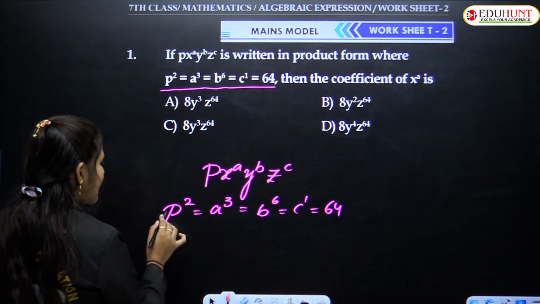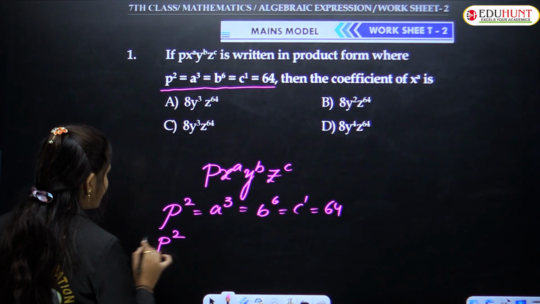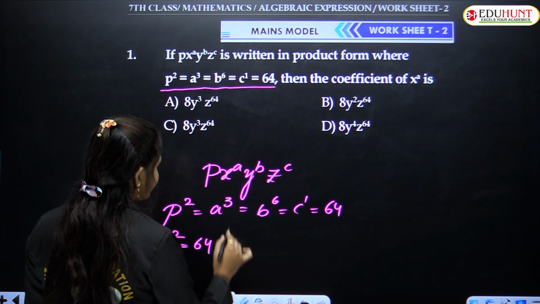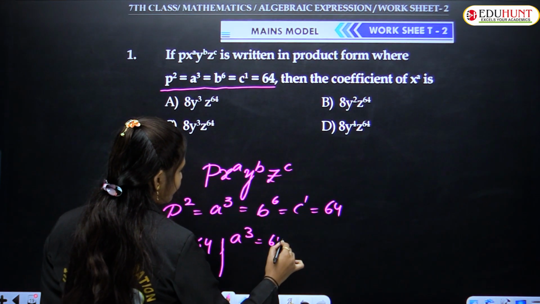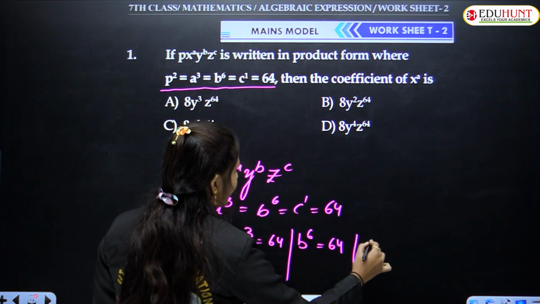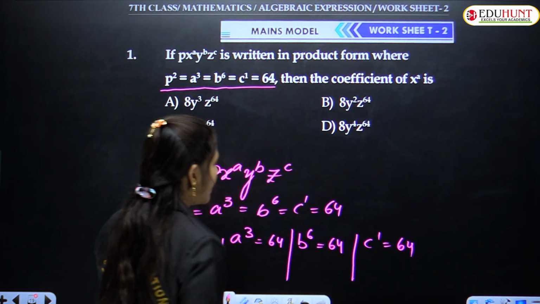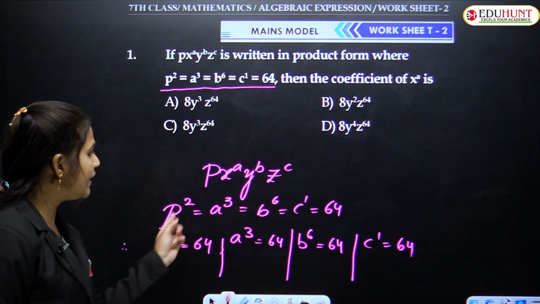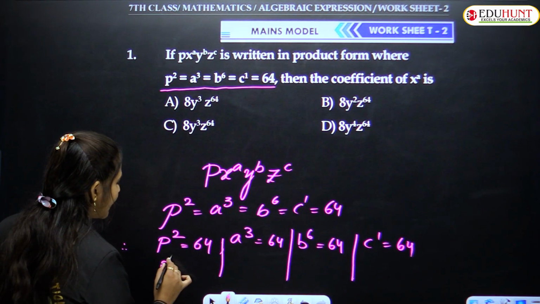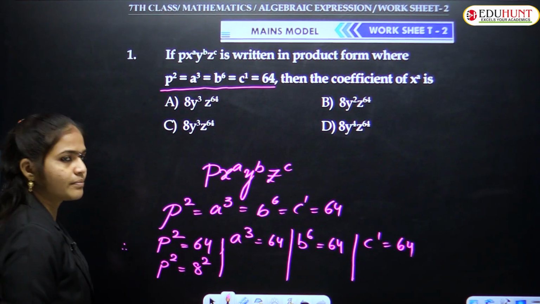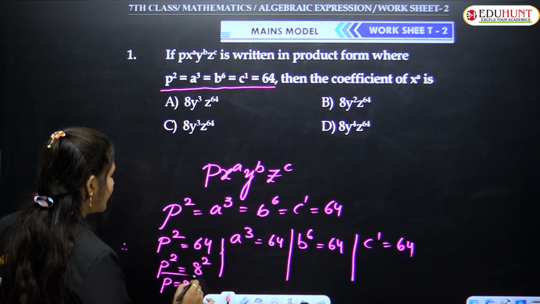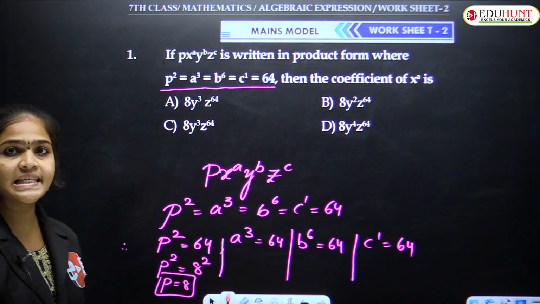Yes or no? And in the same way, p square is equal to 64. Next, a cube is equal to 64, that's what they given here. And b power 6 is equal to 64. And finally c power 1 is equal to 64. First find the values of p, a, b, c. Understand? Now here p square is equal to 64. We can write this as p square is equal to 8 square. 8 square is 64. Yes or no? As per this, p is equal to 8. What is the value of p here? P is equal to 8.